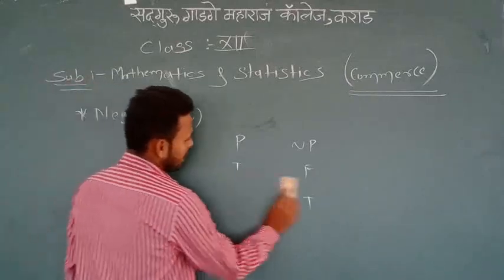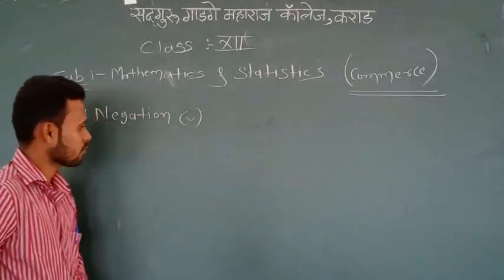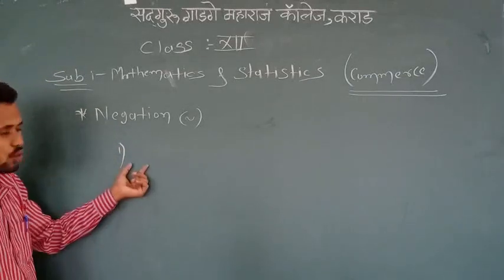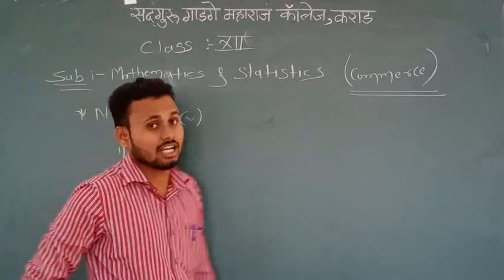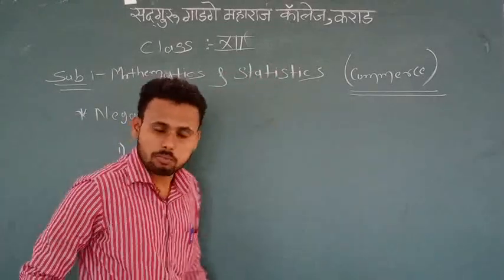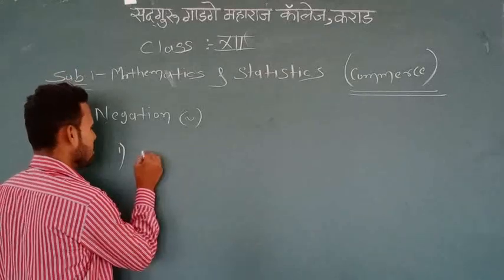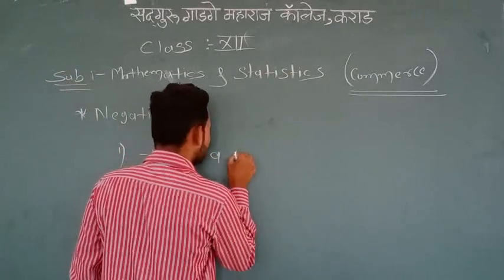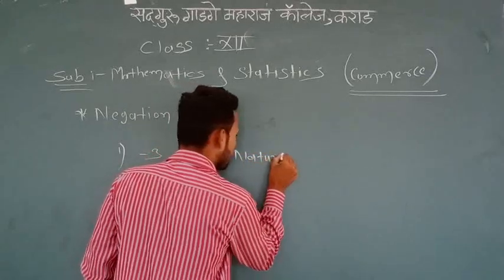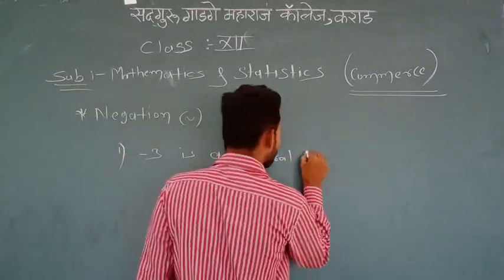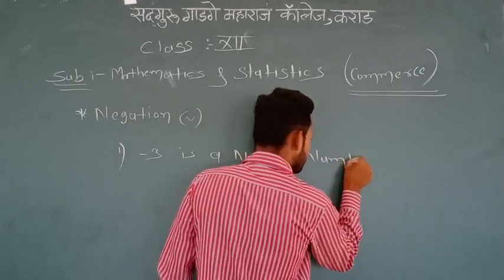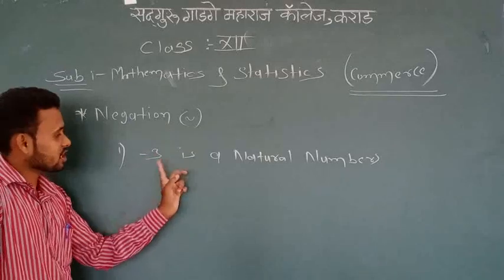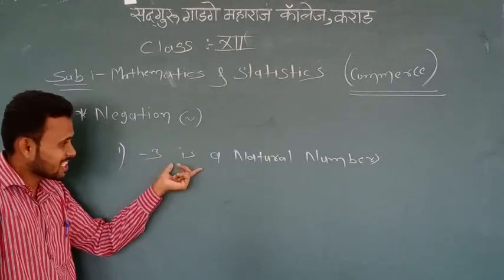Now let us take examples in the exercise. Example number one. Let us take an example in exercise 1.3. Question number one: write the negation of the following statements. First statement is -3 is a natural number. Question: write the negation of that statement.